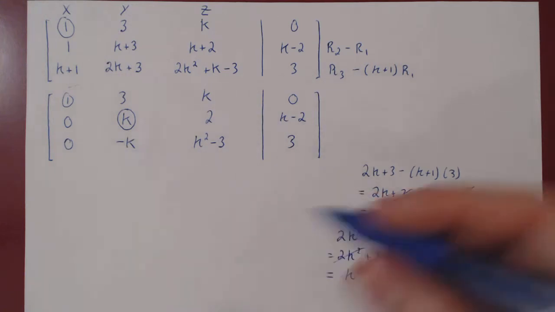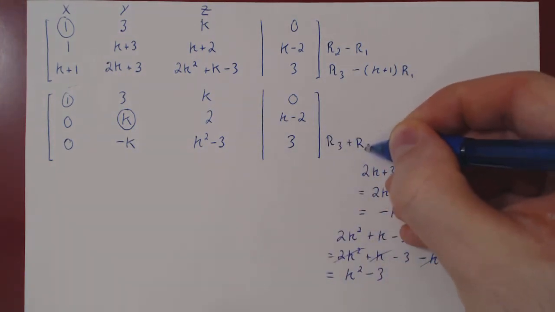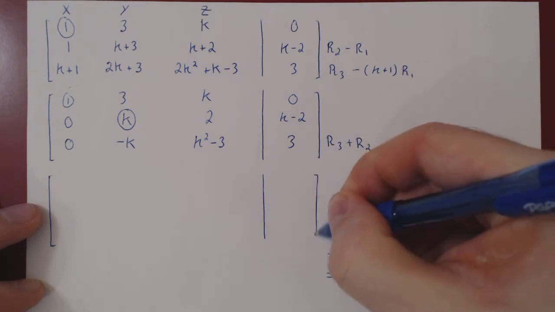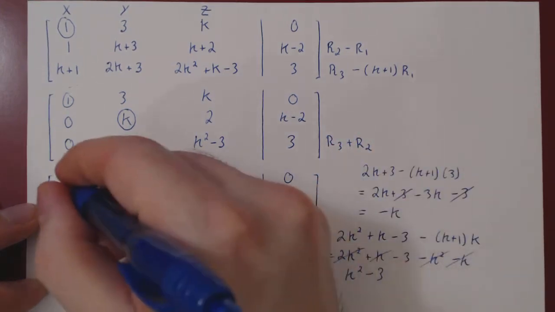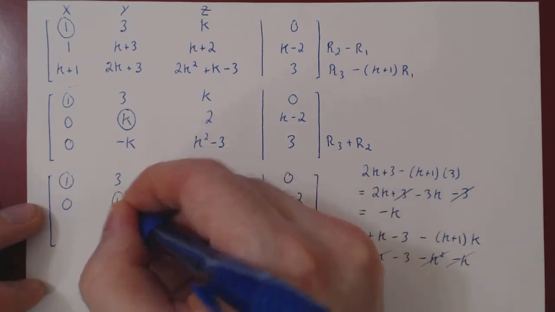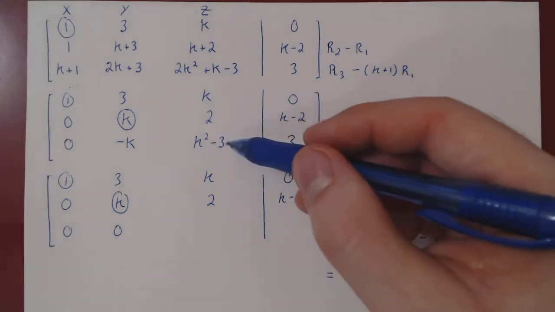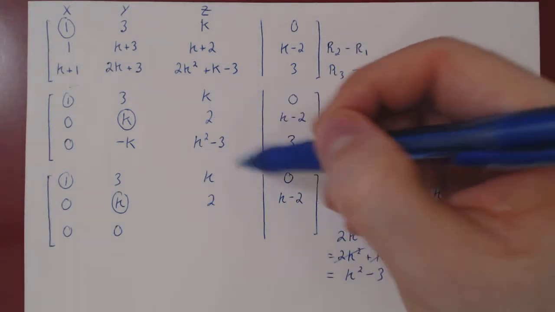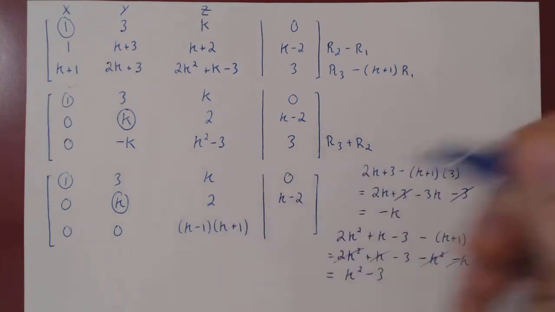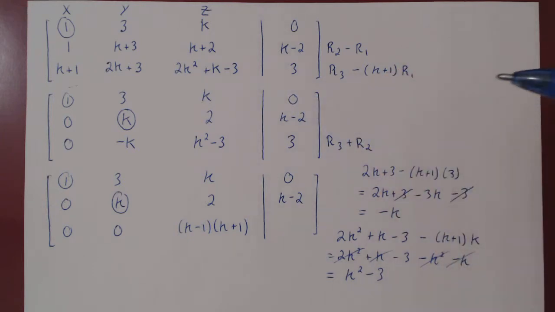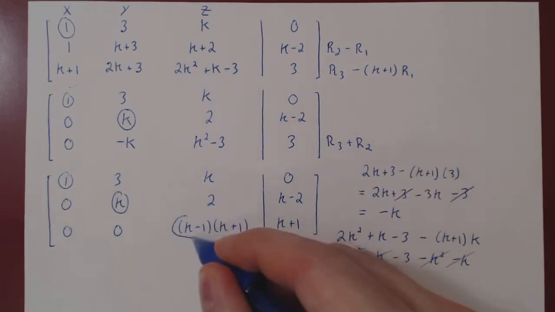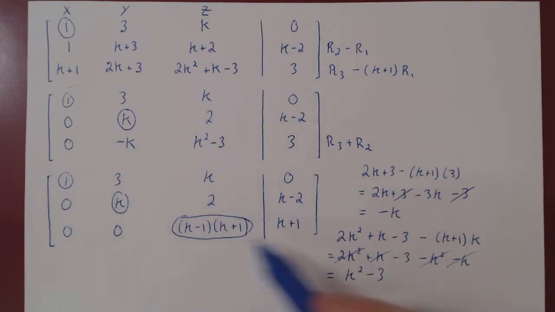This is quite simple. We'll do row 3 plus row 2. So we can recopy the first two rows. K squared minus 3 plus 2, minus 3 plus 2 is minus 1, k squared minus 1, which does factor as k minus 1 times k plus 1, of course. 3 plus k minus 2, well, gives us k plus 1. And this is our other potential leading 1. We've reached the bottom row, so we're done with our reduction at this point.